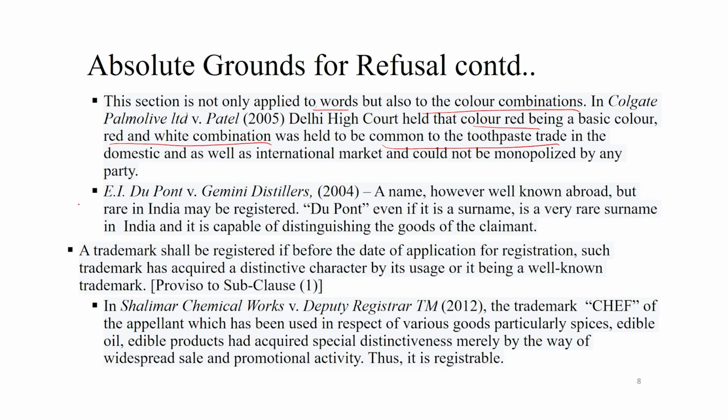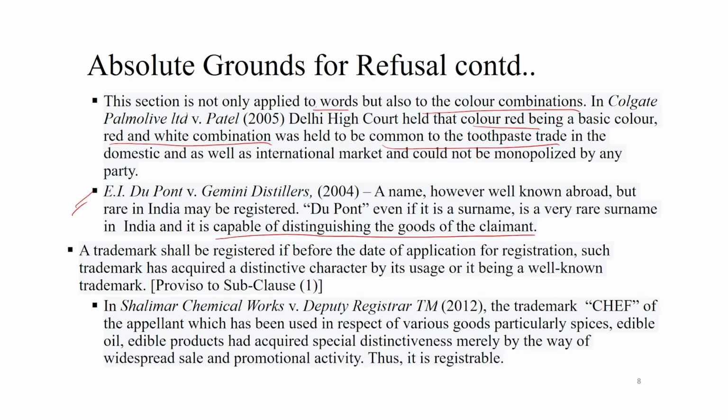There is another case which I may refer, it is EI DuPont versus Gemini Distillers 2004. Somebody wanted DuPont to be registered as a trademark. It was opposed that it is a surname in some countries. Court allowed registration of this word DuPont here on the ground that it is a very rare surname in India, and because it is a very rare surname in India, it is not a kind of general word, and therefore it has this capability of distinguishing the goods of the claimant from goods of other traders.